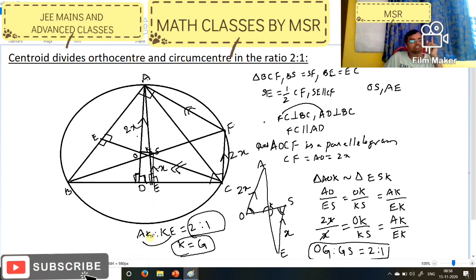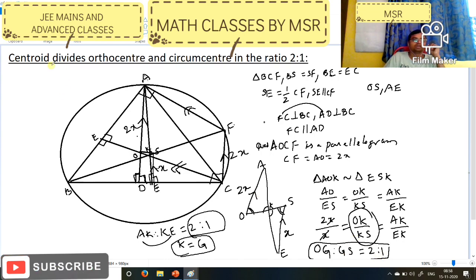So here K must be a centroid. So that means OG is to GS is 2 is to 1. By this case, OK is to KS is 2 is to 1. So K is nothing but the centroid here. So OG is to GS is 2 is to 1.